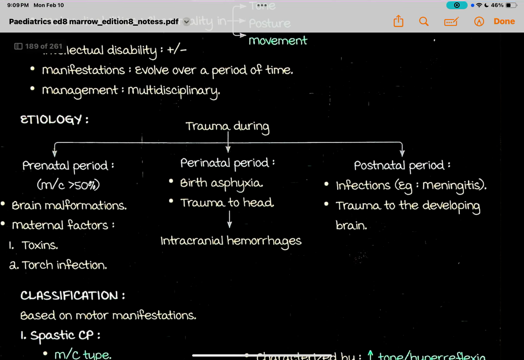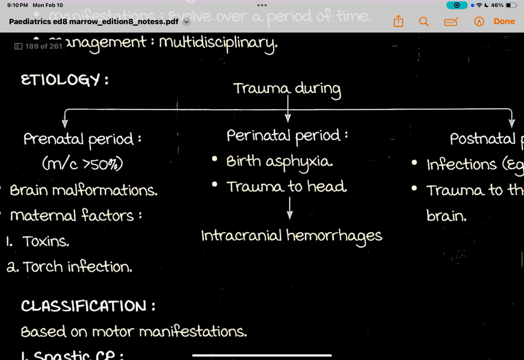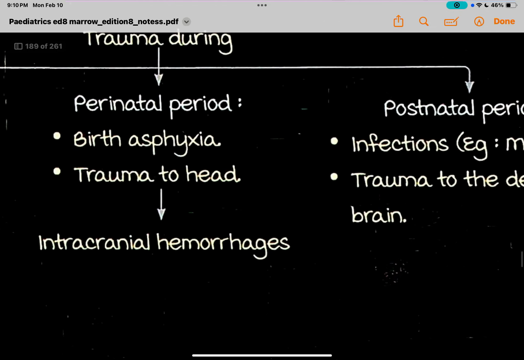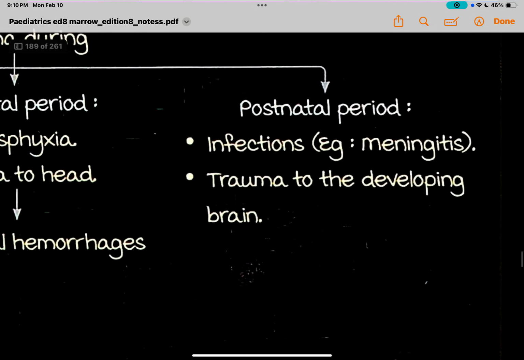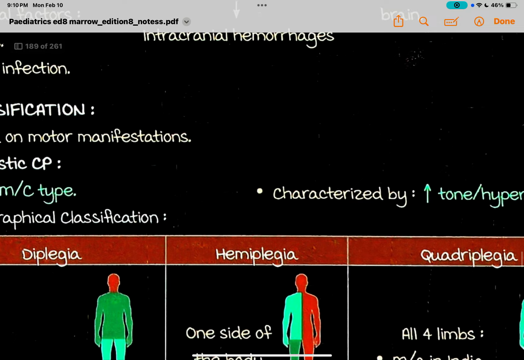Etiology: trauma during prenatal period, perinatal period, and postnatal period. Most common is prenatal period, that is more than 50%. Brain malformations, maternal factors like toxins and TORCH infections. Perinatal period: birth asphyxia, trauma to head, intracranial hemorrhage. Postnatal period: infections, for example meningitis, trauma to developing brain.